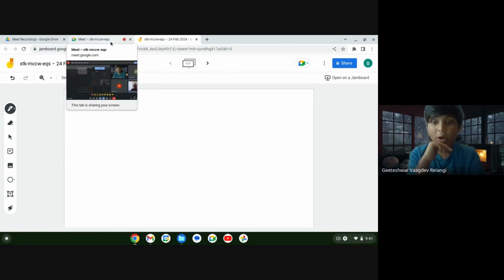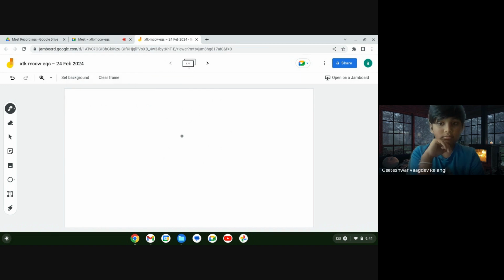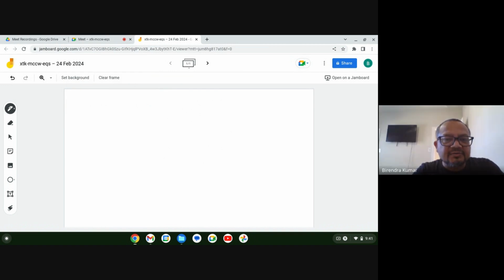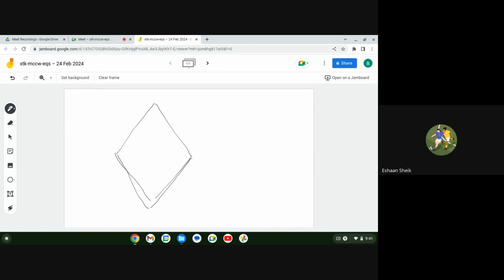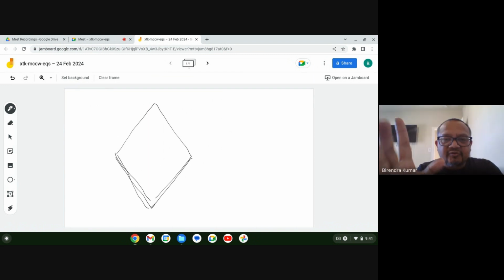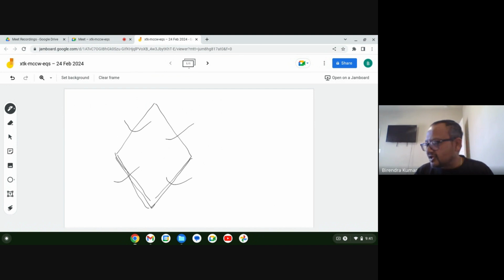So in the quadrilaterals, we have learned about the rectangle and square. Now let's look at one more shape. This is called a rhombus. What is the difference? Here, this side, this side, this side, this side, all are the same. What happens is if you pick a square, let's say this is a square. This is not looking like a square. Let me make it like a square. Now it's kind of a square.